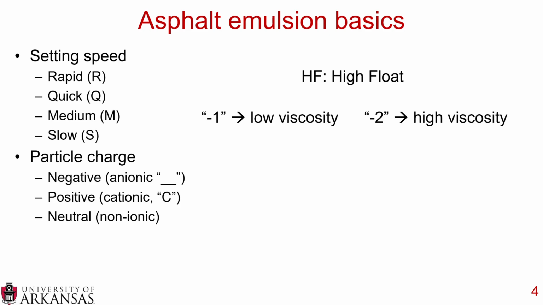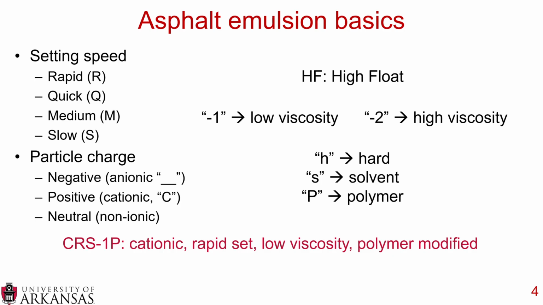-1 is low viscosity. -2 is high viscosity. You have a small h and a small s, which stands for hard and solvent. A capital P stands for polymer. So all of these letters and numbers can be combined in order to name our asphalt emulsions.